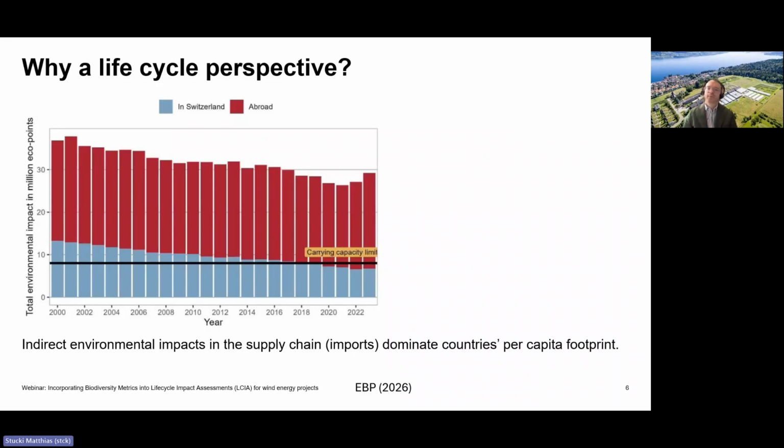Also, when we look at my home country, I live in Switzerland, we can see here the development of the overall total environmental impacts per capita over the years. And what you can see is that we quite successfully managed to decrease the domestic environmental impacts inside our country. But when we also include emissions that we are causing abroad through our consumption, this is one part which has been very hard so far to decrease. And this is also why the supply chains often dominate the environmental footprint of industrialized countries.